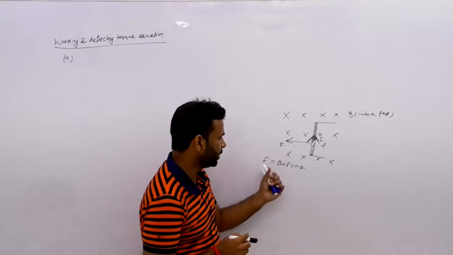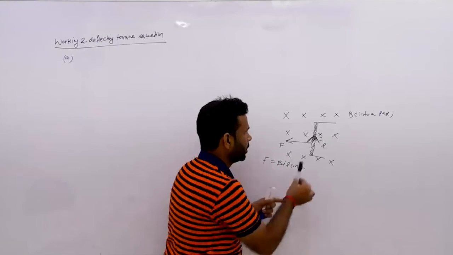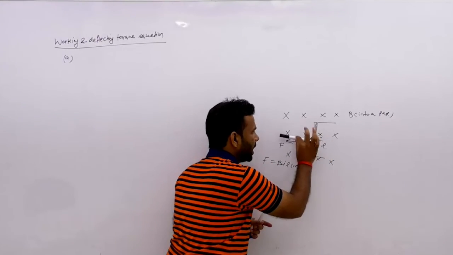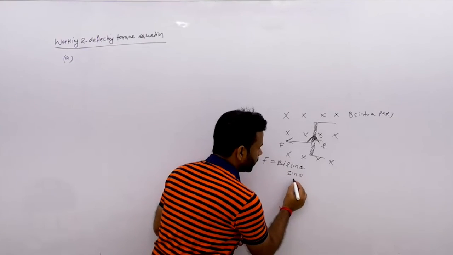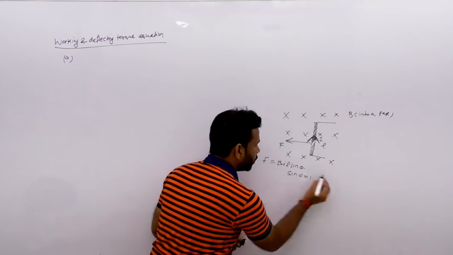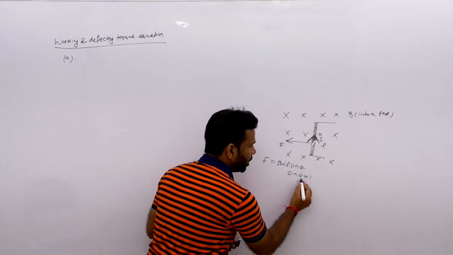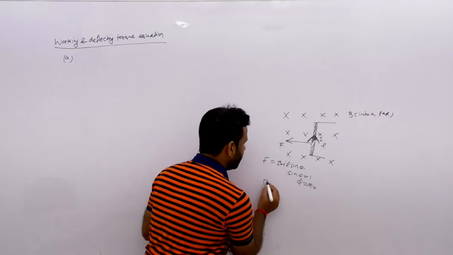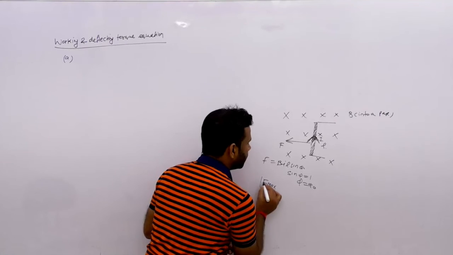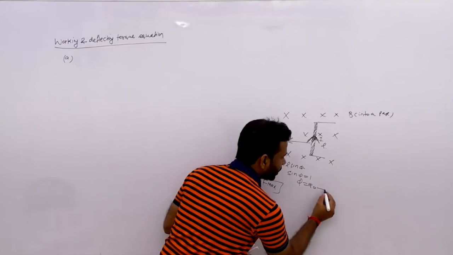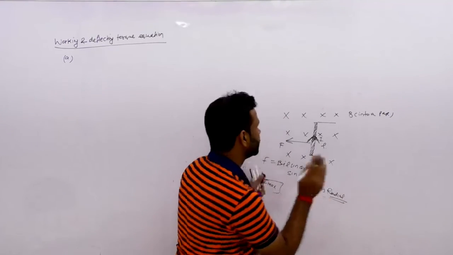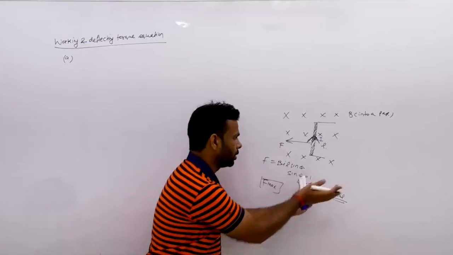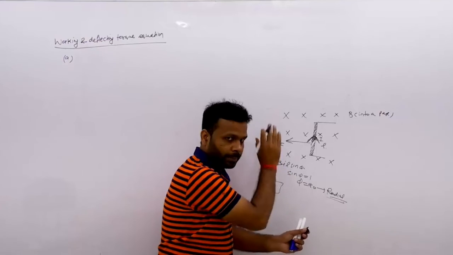Now since theta is the angle between your current carrying conductor and the magnetic field, when sin theta equals 1, that is theta equals 90 degrees, your force will be maximum. And sin theta is maximum when your magnetic field is a radial magnetic field. Okay, so this is just an introduction about your Lorentz force and Fleming's left hand rule.